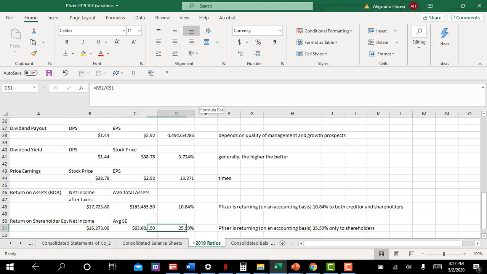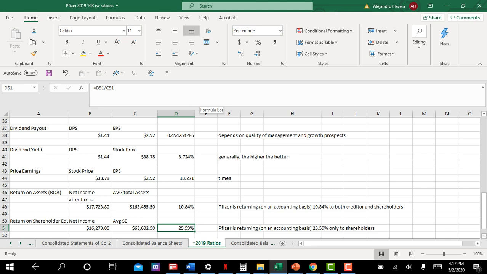So if you have a share of stock in this company, and you probably do in Pfizer, you're getting a 26% accounting return to shareholders' equity. That's not bad, but look at the difference between return on assets and return on shareholders' equity. And this is something I'm going to be asking you in the class as we go along here. Why do you think there's such a large difference? I'll hint at the answer. It has to do with the amount of debt they have.